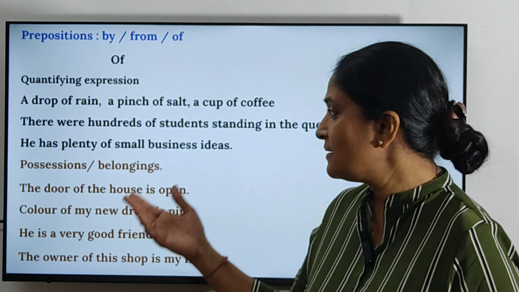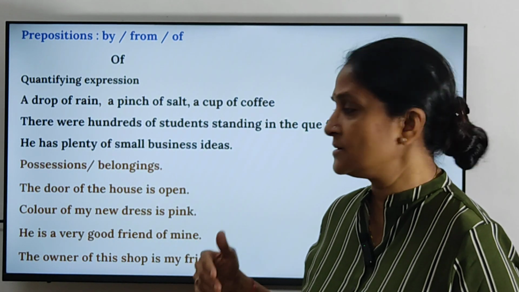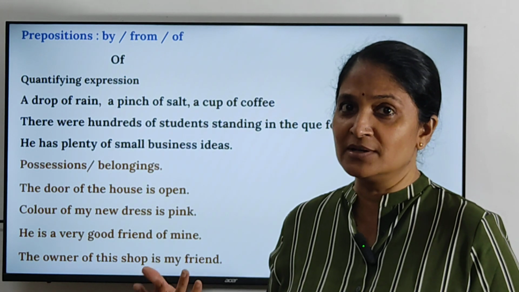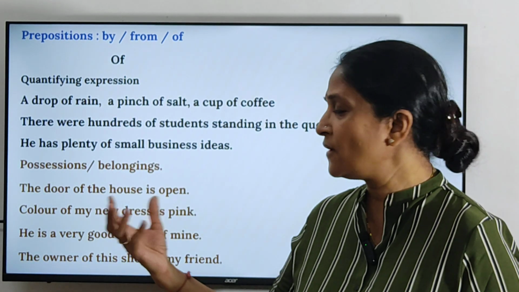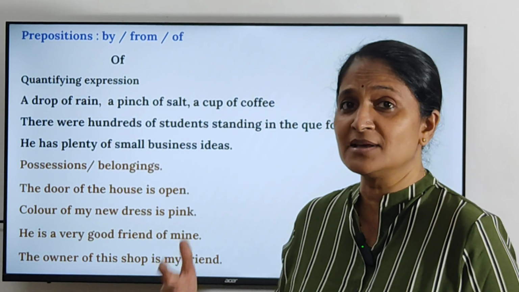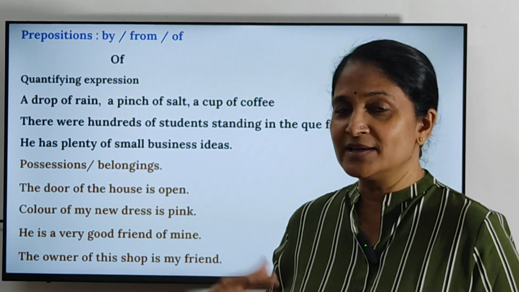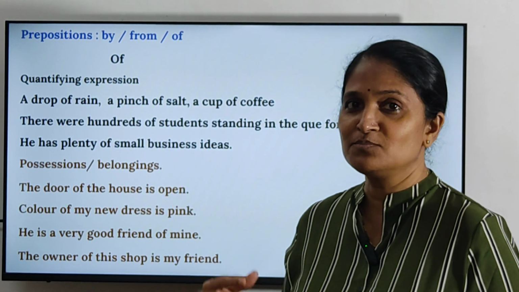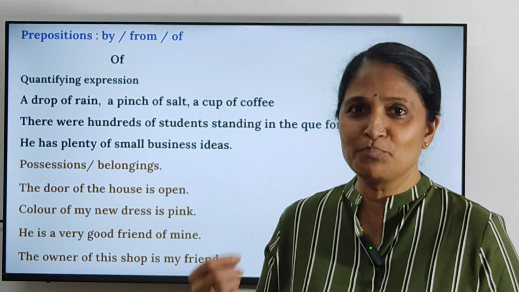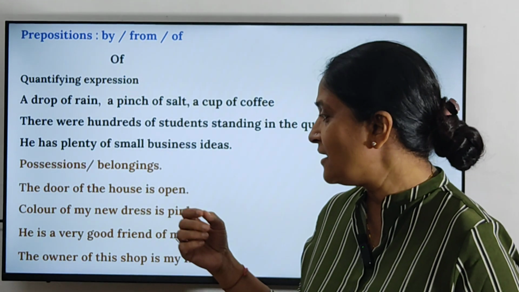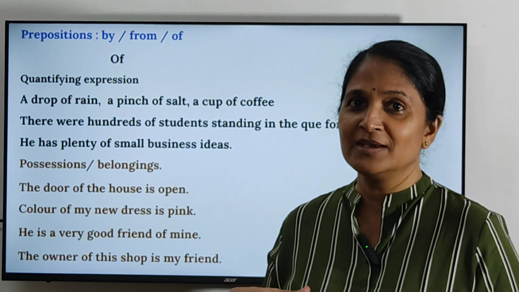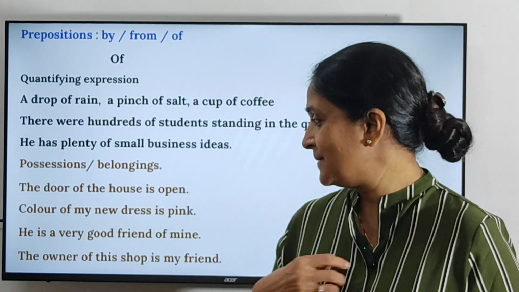The door of the house is open. So now see how it is. The sentence is different. The door of the house is open. घर का दरवाजा खुला है. घर का दरवाजा, right? Color of my new dress is pink. Yes, मेरा नया कलर का ड्रेस पिंक है. He is a very good friend of mine.